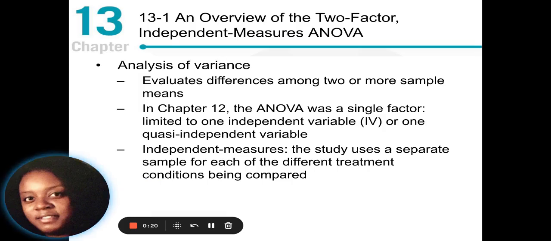And in chapter 12, we talked about the ANOVA being a single factor that's limited to one independent variable or one quasi independent variable. And those independent measures look at the study uses a separate sample for each of the different treatment conditions being compared.